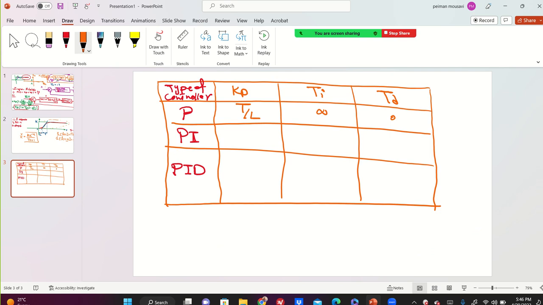Good. If you want to design a PI controller based on that, let me change the color, it's going to be 0.9 T over L, Ti is L over 0.3, and the TD is 0 because it's a PI controller. If you want to have a full PID controller, it's going to be 1.2 T over L, 2L, and 0.5 L.